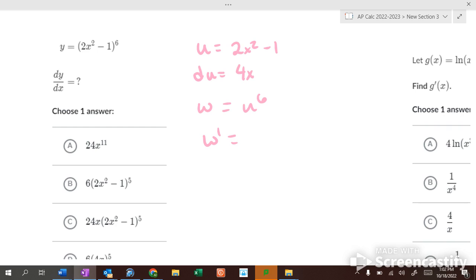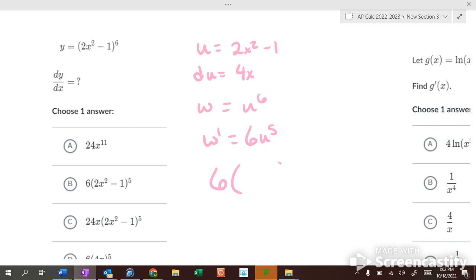u to the 6 times 4x. It's 6u to the 5th, right? Using the power rule. 6 goes in front, u to the 5th, right? Okay? So then what you have to write is the first derivative of this.